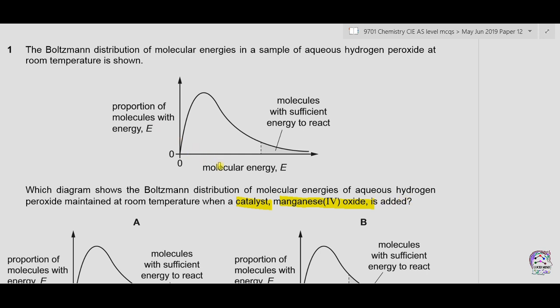In this diagram we can see that on x-axis we have molecular energy E. On y-axis we have the proportion of molecules with energy E, and we have the shaded region which shows the molecules with sufficient energy to react. This shaded region actually shows the activation energy of the molecules. So the molecules present in this shaded region can easily convert into products because they have sufficient activation energy.